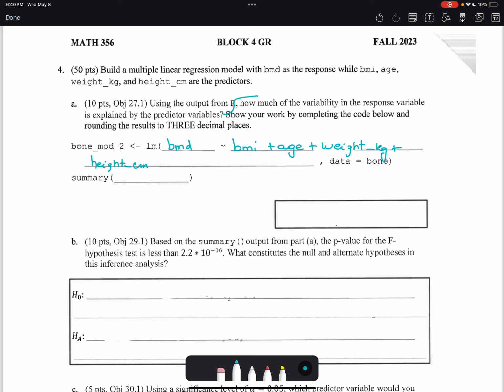Well, that would be, again, using the output R, but adjusted R squared because you have multiple predictors. And so you would put your value here, or we put here bone mod 2.